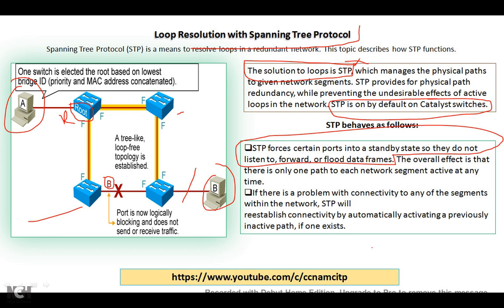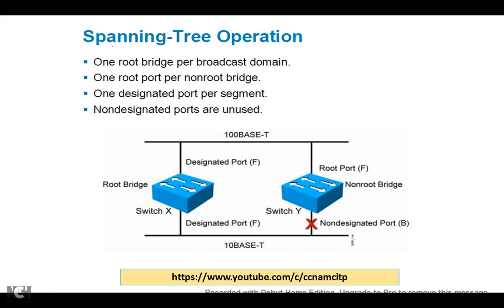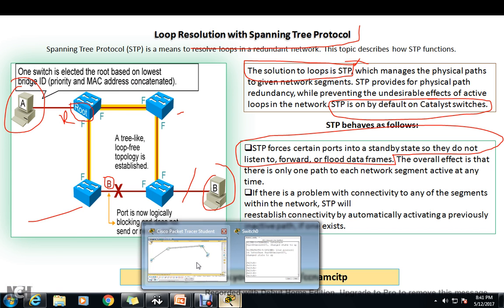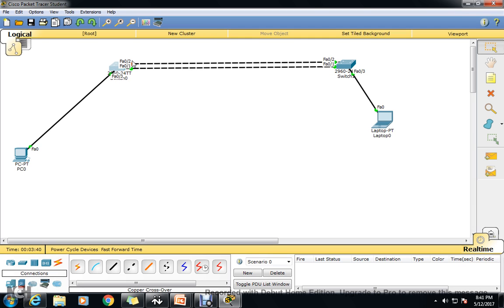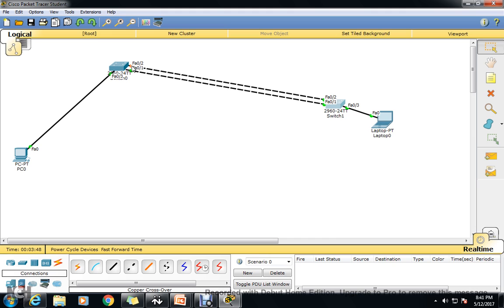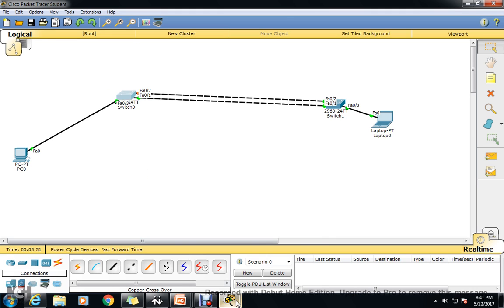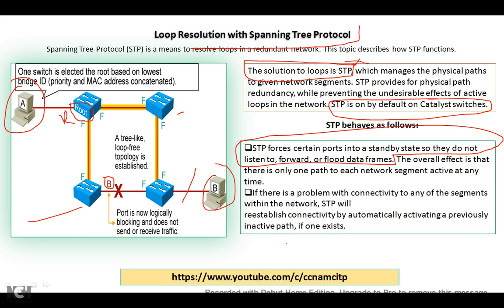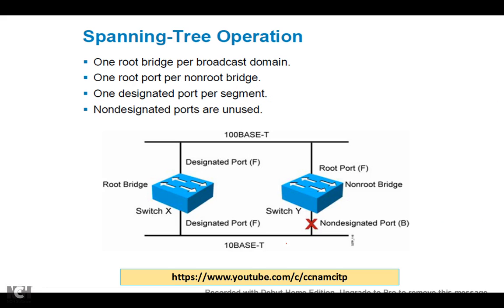So we will learn a few more things here. Spanning tree operation is very important to understand, and we should be aware of why this port got in standby mode. We have four ports, but why this one only, FastEthernet 02? Why not FastEthernet 01? And why not FastEthernet 01 for switch 1? Why is this specific port in standby mode? This is good to know, and it is known as spanning tree operation.